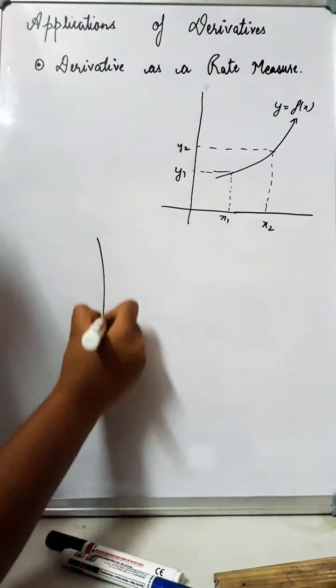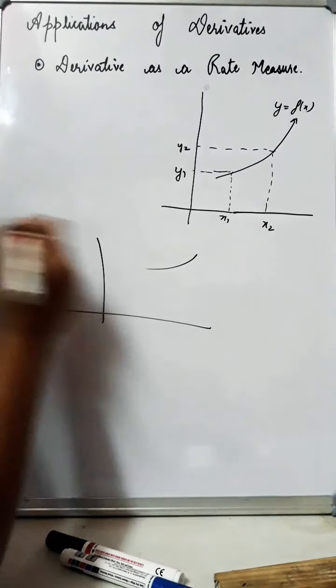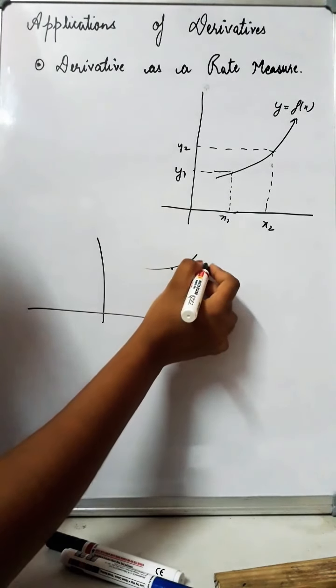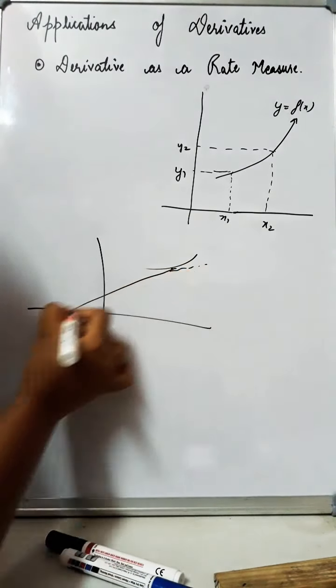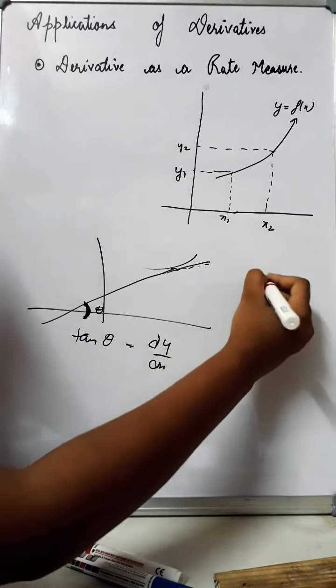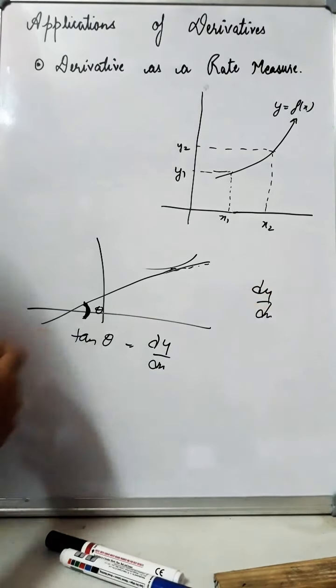Either it's the rate of change, or if this is the curve, then you draw a tangent, and the slope of that, means tan theta here, is your derivative, right? Or you say dy/dx, which is the rate of change. We will see how.